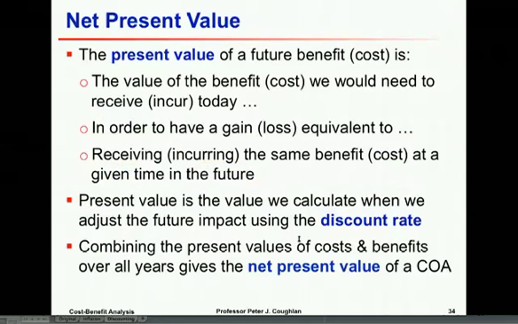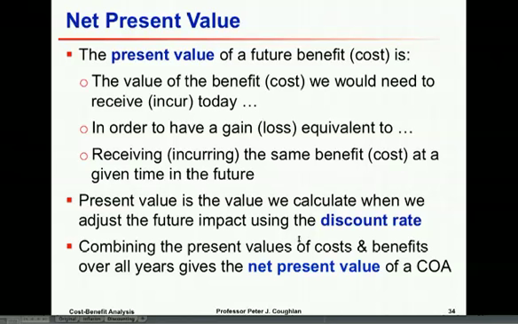So the idea of the present value of a future benefit or cost, right, is the value of that benefit or cost that you would need to receive or incur today. So let me read this just as a benefit first, and then I'll read it again as a cost, right? So the present value of a future benefit is the value of the benefit we would need to receive today in order to have a gain equivalent to receiving the same benefit at a given time in the future, right?